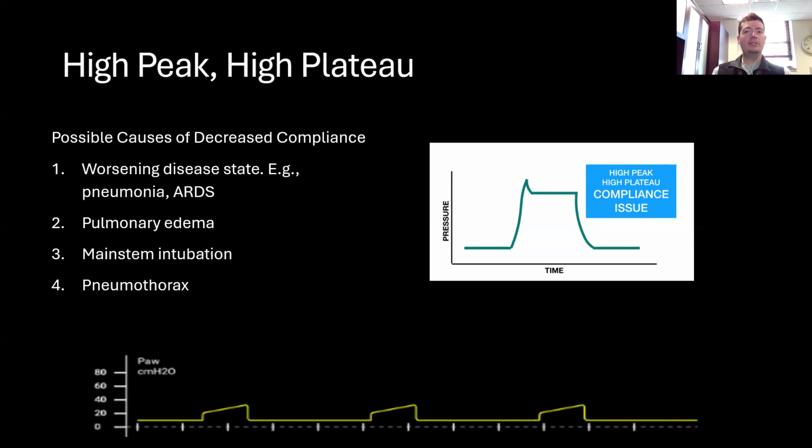Some of these situations, like say main stem intubation, may be very easily correctable. Others, like worsening compliance from pneumonia, may require adjustment to your ventilator strategy. Maybe you need to go for something that focuses more on a lung protective strategy, kind of like ARDS, or just treating the underlying condition. And there may not be a particularly quick fix for it.